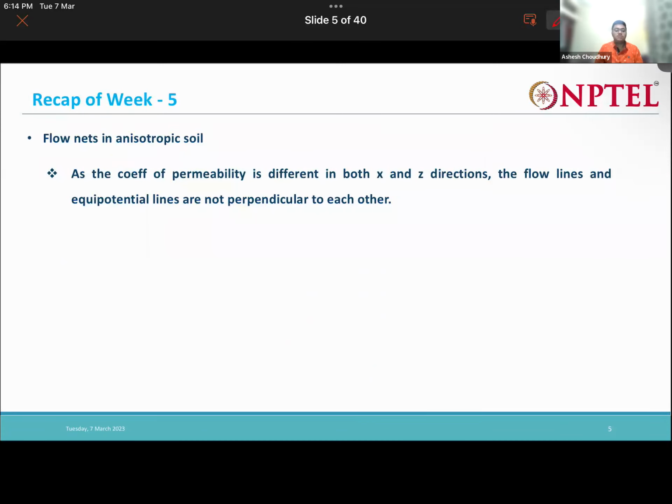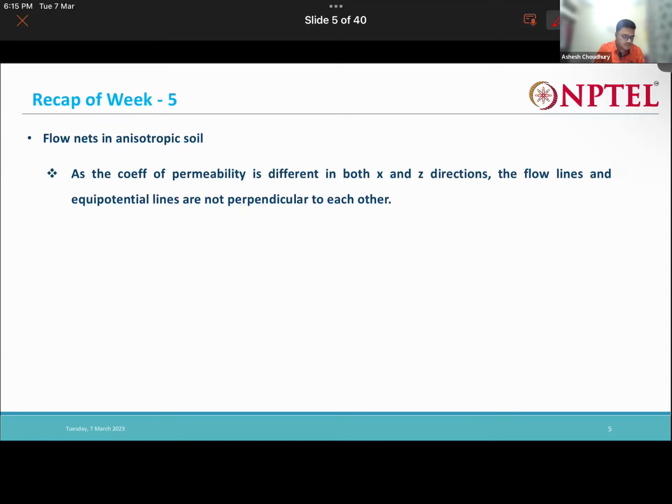Now next comes flow nets in anisotropic soil. What does anisotropic soil mean? Anisotropic soil means that the flow is different in both directions. So in the X direction and in the Z direction, the horizontal direction and the vertical direction, my coefficient of permeability or hydraulic conductivity, K, is different. Okay, so in that case, our flow lines and equipotential lines will not be perpendicular to each other.